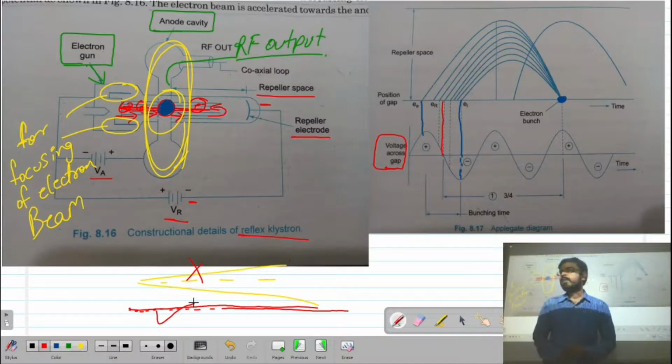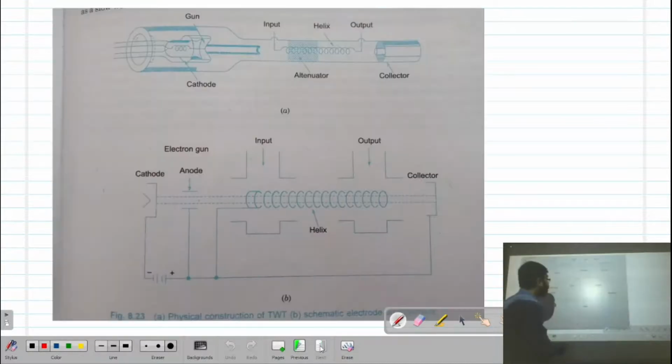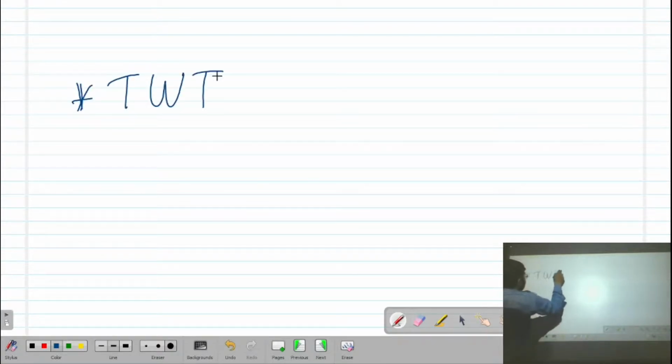Now we will go for the next topic, which is again an amplifier. What we will discuss in the next topic is the traveling wave tube. We will discuss TWT, that is the traveling wave tube.